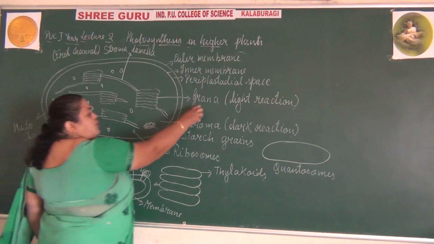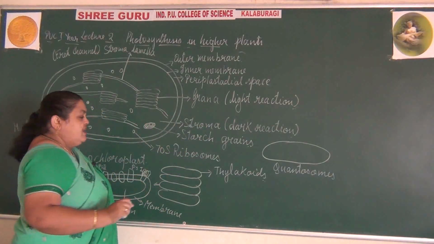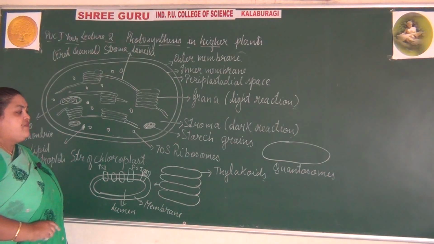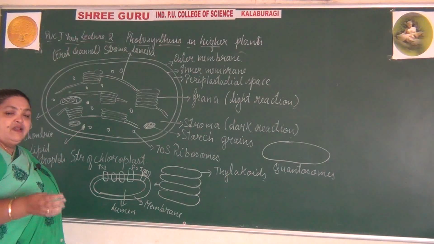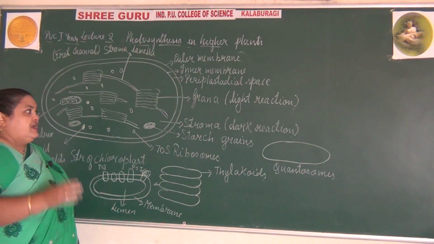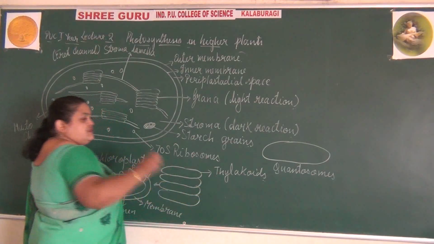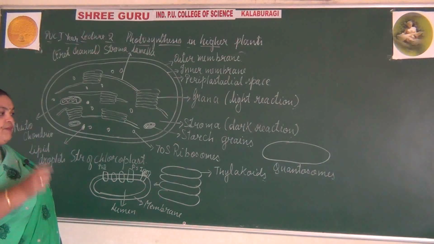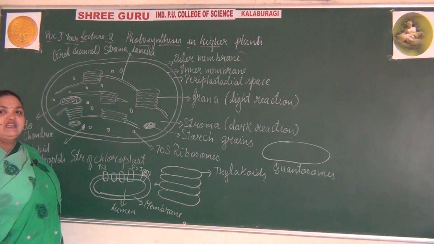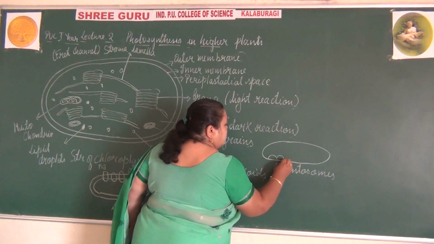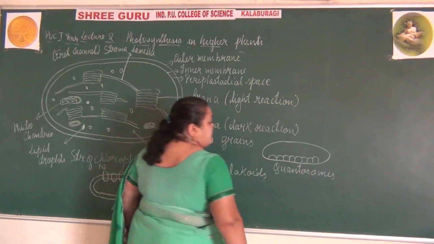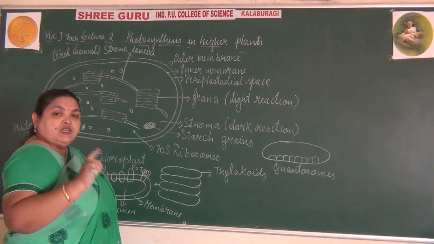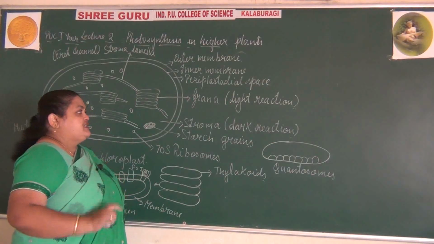And as I said, there are two components, the grana and the stroma. The grana contains the thylakoids, which are placed one above the other like a pile of coins. The number varies from 2 to 10 or 10 to 20 in each grana. These thylakoids have special photosynthetic units that absorb the light, called quantasomes. Each quantasome has the photosynthetic pigments, that is chlorophyll a and other accessory pigments.